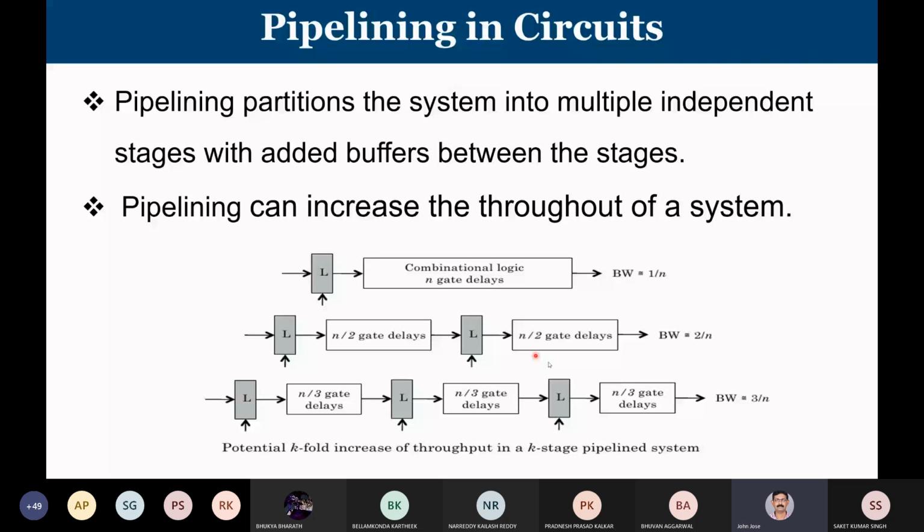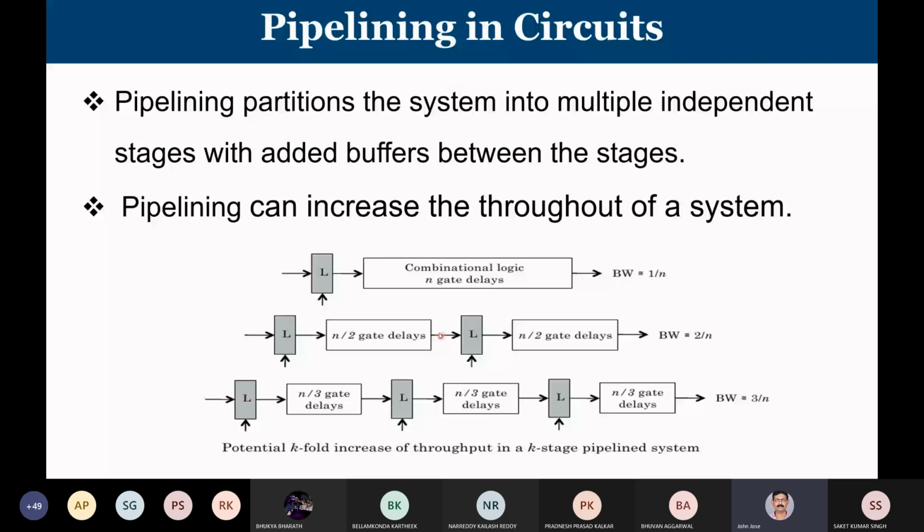I can further divide this n by 2 to n by 4, n by 6 like that. That's what you can see here. There is a division of n by 3. So the beauty is, at 1/3 of the time, I can initiate a new operation. So the bandwidth that I'm going to gain is now 3 by n. Even though as far as a single instruction is concerned, it now has to go through the latch, go to the first n by 3 delay, get itself stored in the latch, again read from the latch and go on. So some additional delay will happen because of the intermediate latches.